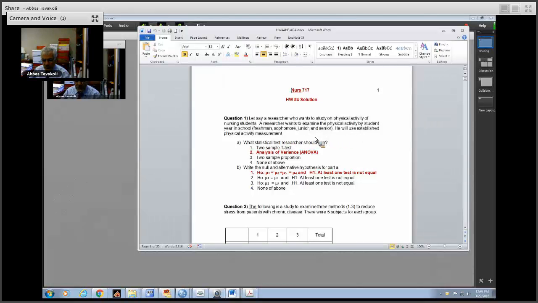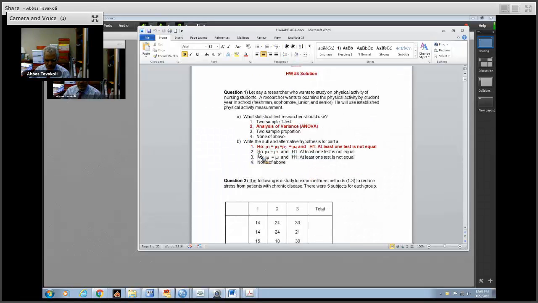in high school, in College of Nursing, and I ask you if we are doing the physical activity, what statistical test we're going to use to examine if the mean of physical activity is different across these 4 groups. If it was 2 groups, then you could have 2 sample t-tests. There was no proportion, so that option is not correct. So analysis of variance, ANOVA, is the correct one.